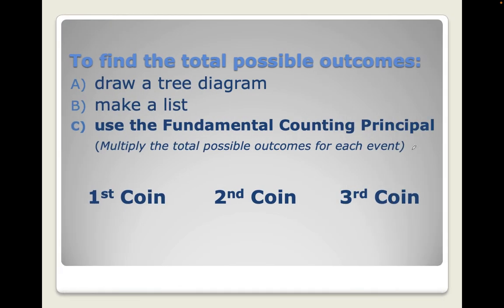The third option, and this works for any time you are finding the total possible outcomes, is to use what's called the fundamental counting principle. And that's that you can multiply the total possible outcomes for each event by one another. So for example, when we flip the first coin, there are 2 possible outcomes. When we flip the second coin, there are also 2 possible outcomes, and 2 possible outcomes on the third coin. 2 times 2 is 4, and 4 times 2 equals 8 possible outcomes. That saves a little bit of time from drawing your list or your tree diagram.